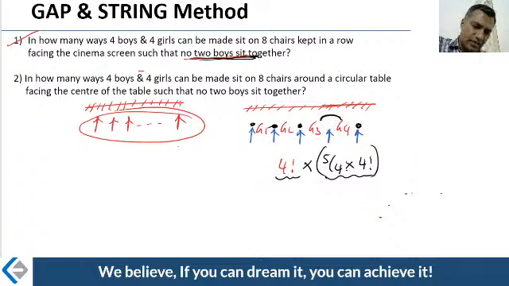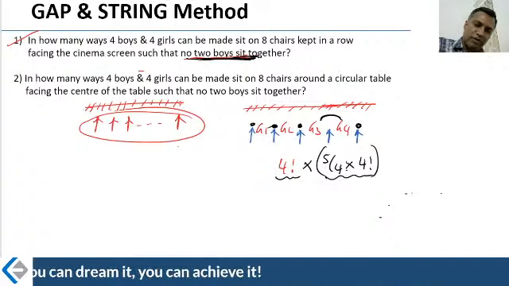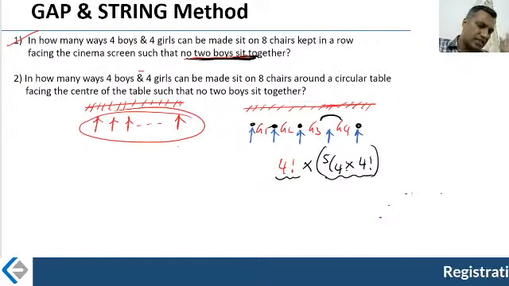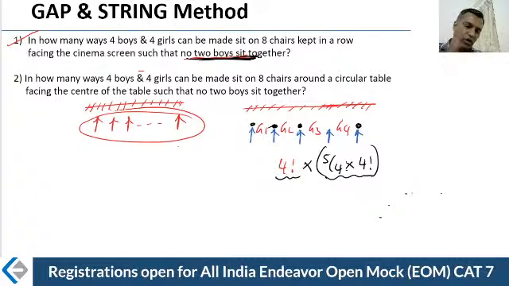Here the boys decided that nobody sits between girl 3 and girl 4, which means these 2 girls can be together. See, when I said that no 2 boys sit together, I never meant that no 2 girls sit together. Girls can still sit together. That's a point there, right? Yeah.